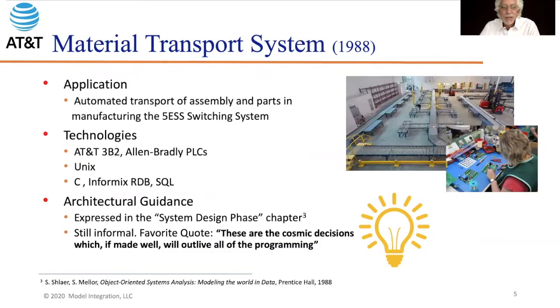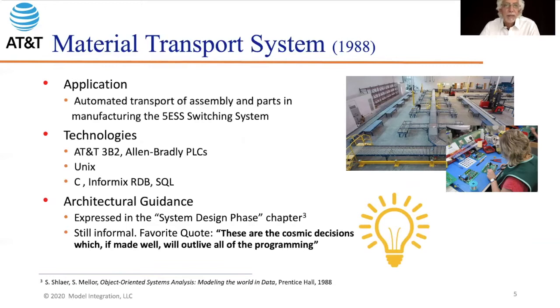The second project we'll look at is 6 years later in 1988. At this point, Steve and Sally's Modeling the World in Data book had been published. I was the architect on this system, and Leon Starr consulted as an analyst. His first gig at this, I believe. This system involved the automated transport of assemblies and parts in the manufacturing of an AT&T telephony switch via conveyors, automated guided vehicles, carts, etc.